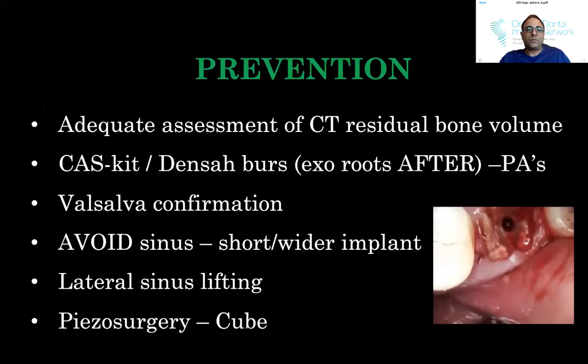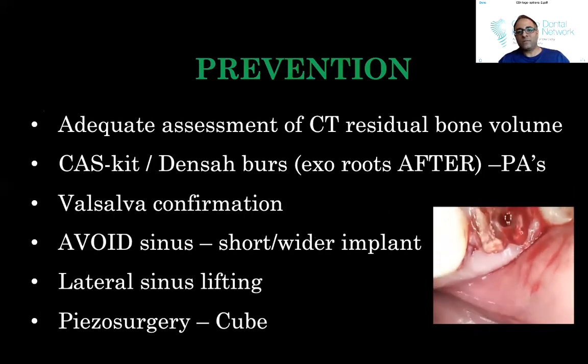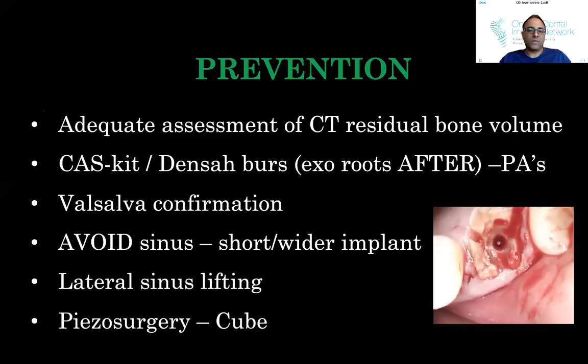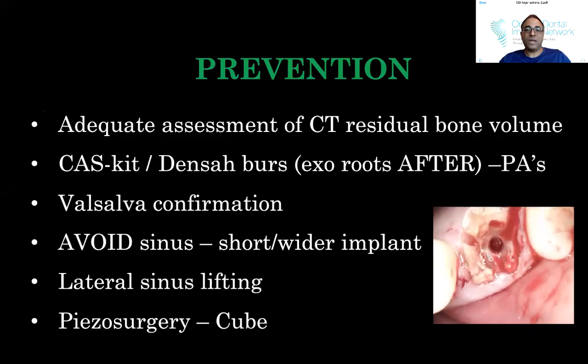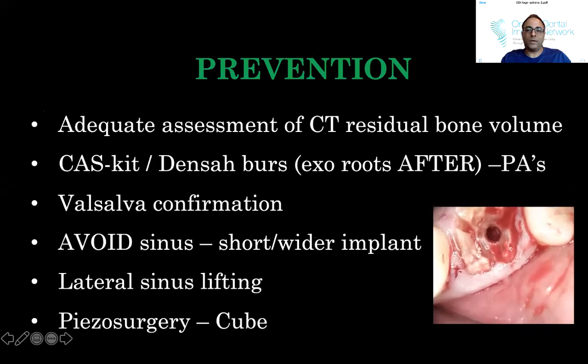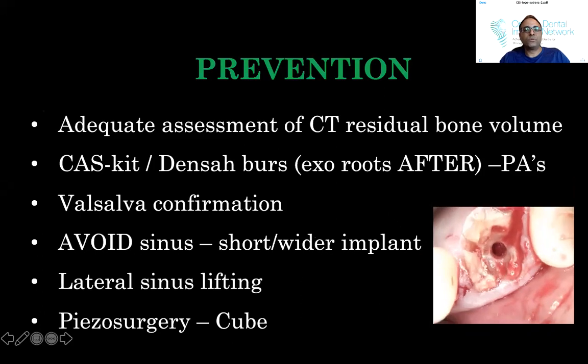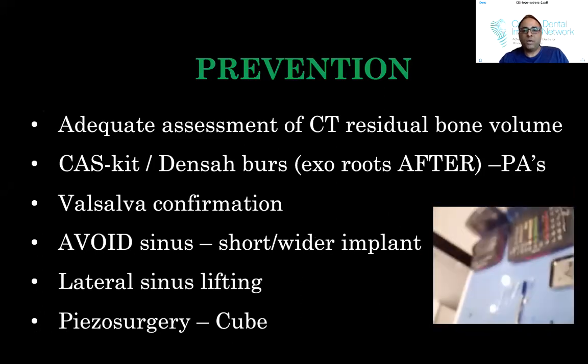So prevention. Prevention is the key, right? So adequately assess the CT. Okay, use the casket. You can see here on the video on the right side, I've actually kept the teeth in place because I didn't want to remove the teeth, because if I removed the teeth, there would have been a higher risk of what? Perforation. Right? So I kept the roots in place and I did the sinus lift through that. You can take PAs to confirm where you're at as well. A Valsalva confirmation, again, just getting the patient to breathe in and out through their nose, and we'll do that with the casket. Or you just avoid the sinus entirely, right? Just use a shorter, wider implant if you can. If you feel comfortable doing lateral, you can go lateral because you have better access and visibility. Or if you have a piezo, you can use a piezo. Right, the cube was what I have, and again, I'll use that for laterals if I need to.